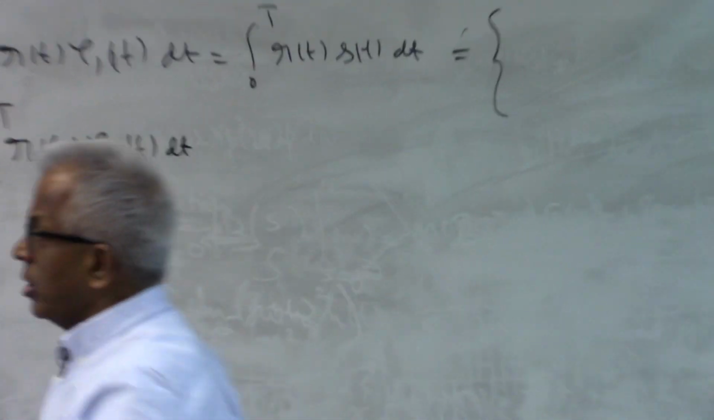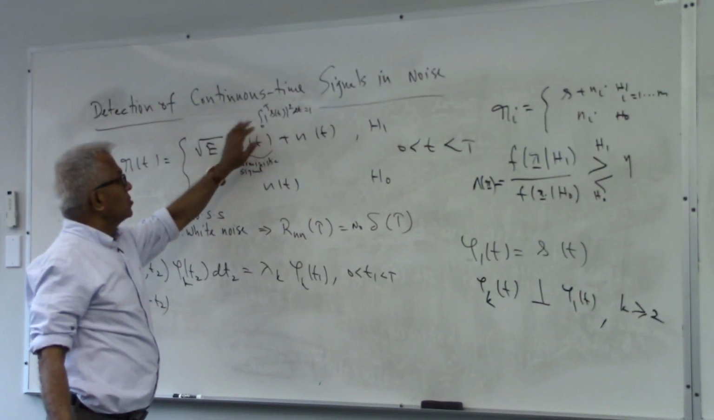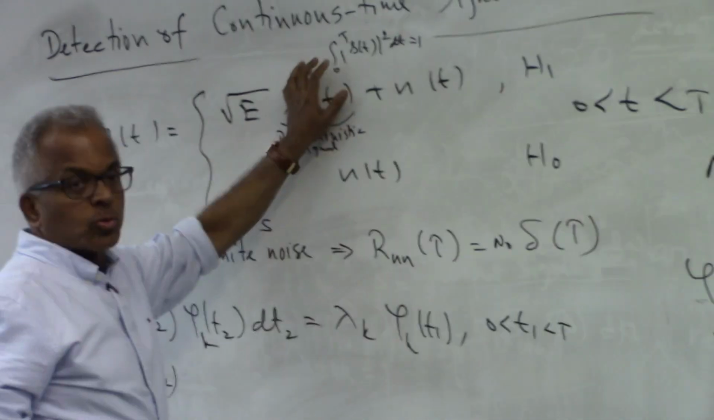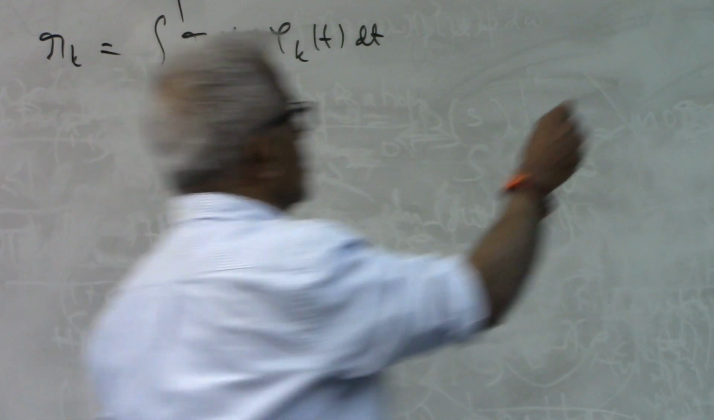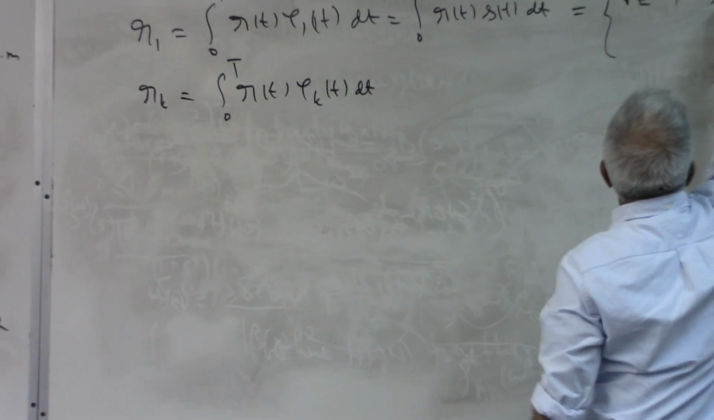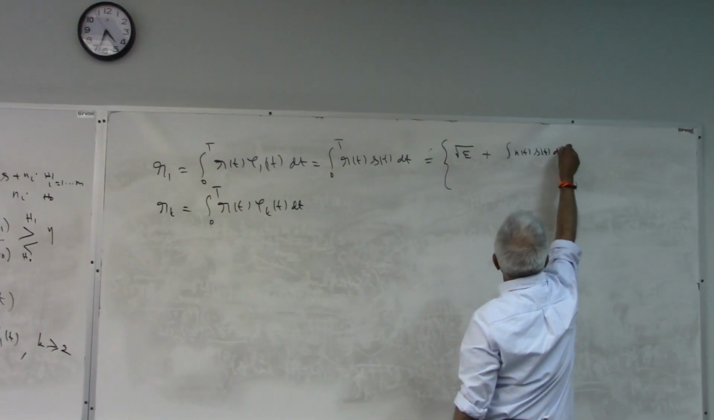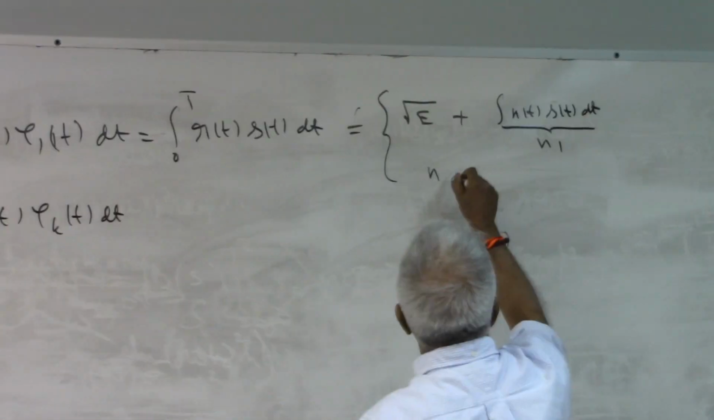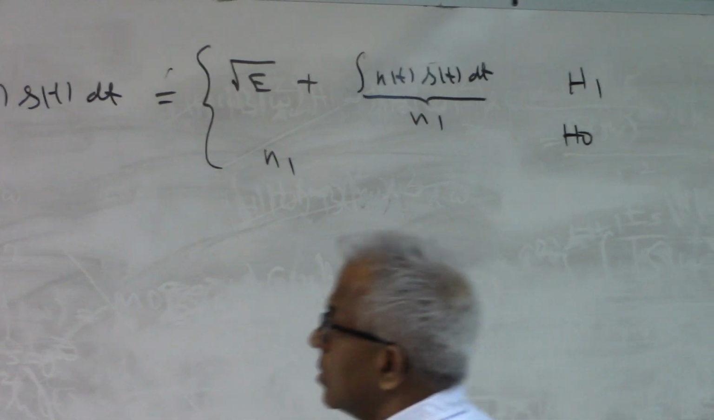I'm going to do this for all the hypotheses. So when I correlate this, this is going to be the integral of s squared of t. This is 1. So do you see that this will be square root of E, plus here this will be the integral of n of t s of t dt. This I'm going to call n1. So this will be just n1. This is under H1. This is under H0.